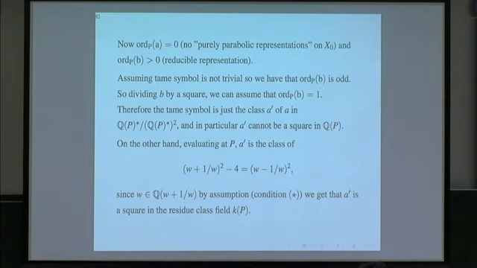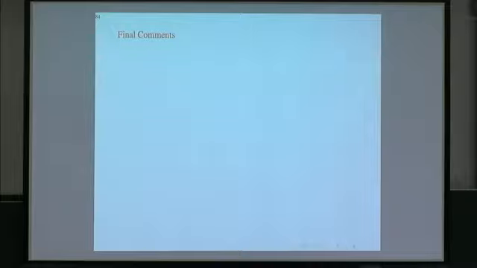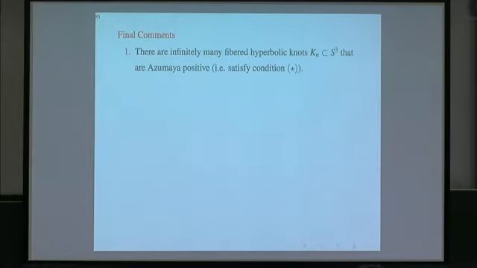You just have to go in there and evaluate, compute this tame symbol at the various points, and the reducible representations are really the place where this causes the most pain. So what I'd like to finish with is this comment I alluded to at the start of the lecture, that you can find infinitely many fiber hyperbolic knots that are Azumaya positive, that satisfy this condition star.